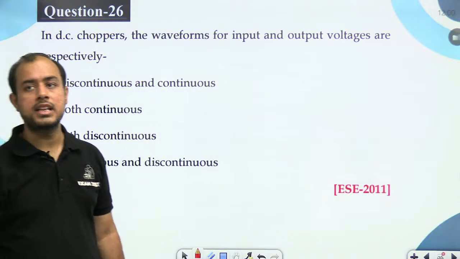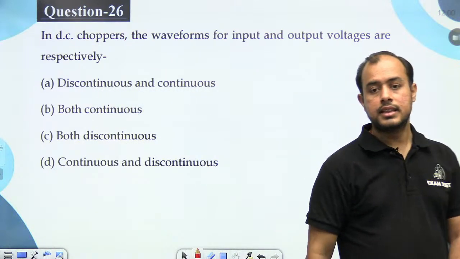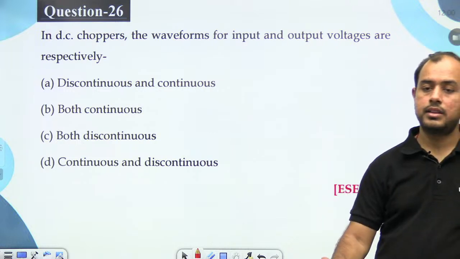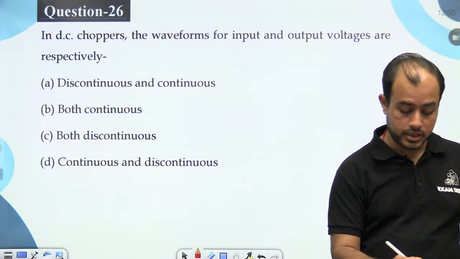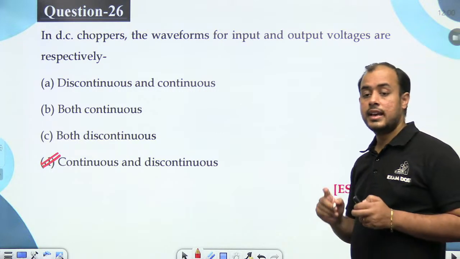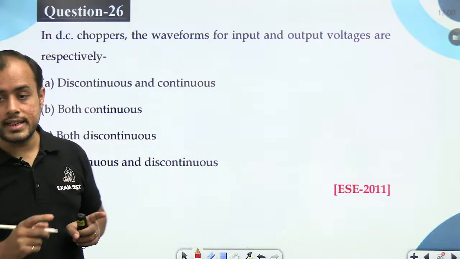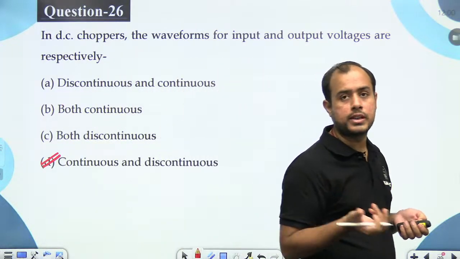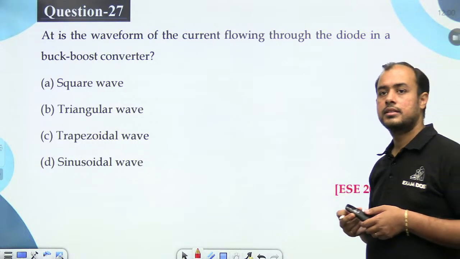In a DC chopper, what are the waveforms of input and output voltages, V in and V naught? In a DC to DC converter, continuous and discontinuous. Input voltage is a DC source, so it is continuous. The output voltage is a chopped waveform, so discontinuous.